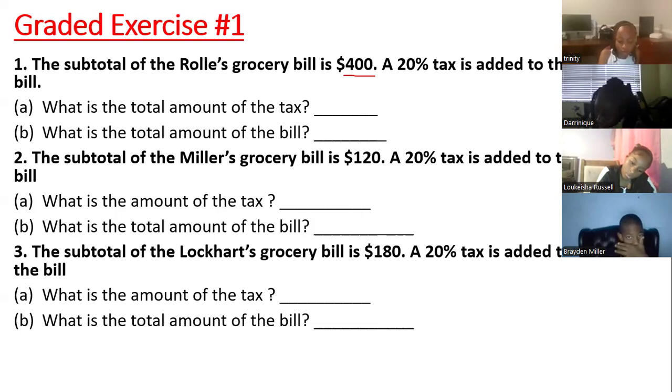Allura, what is 20% of 400? No, 20% of 400, right? So the "of" becomes what? Multiplication. And 20% as a fraction is what? 20 over 100. 20 over 100. And where's Lincoln?